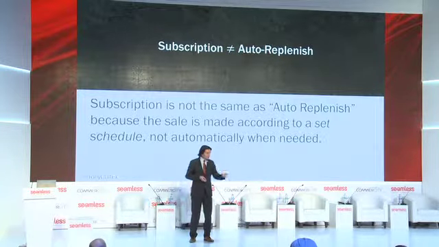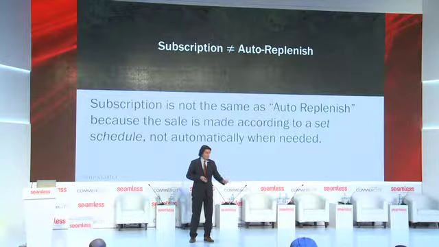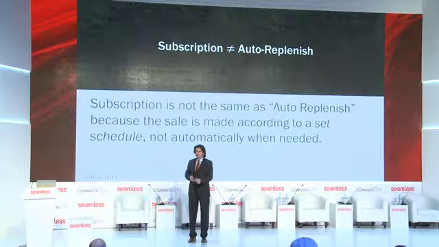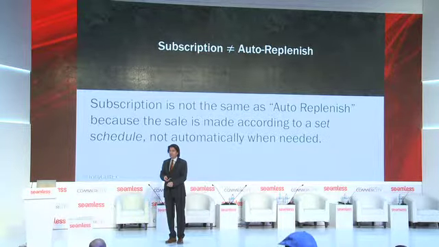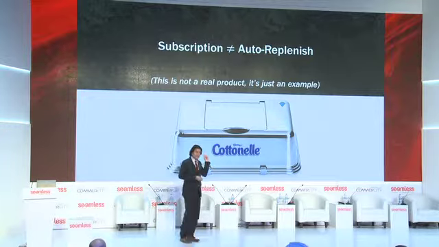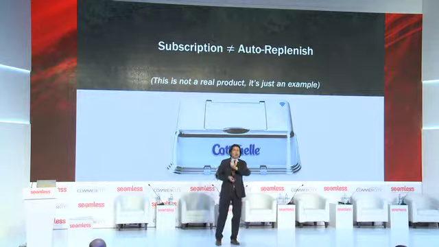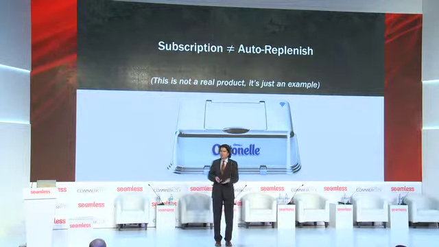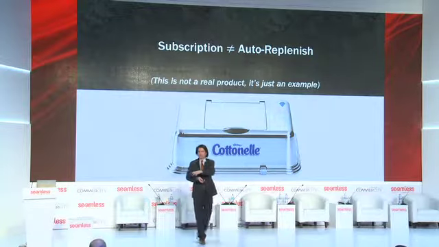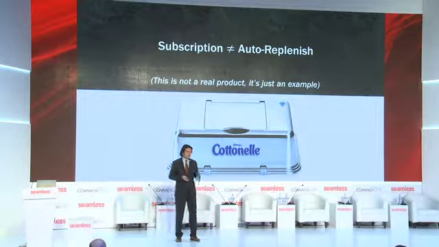Subscription comes along a schedule, regardless of need. Auto replenishment is according to need, which is much more consumer-centric. This is not a real product, but for instance, a wet wipe box that knew when it was running low and would automatically order you more, that would be an idea of auto replenishment.